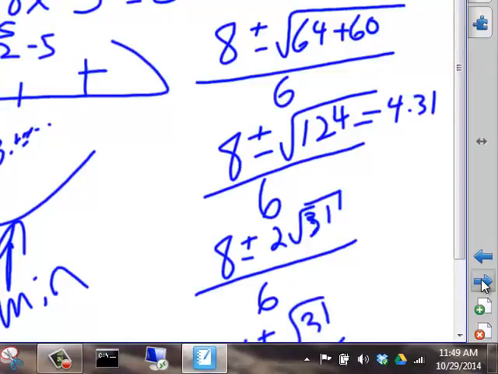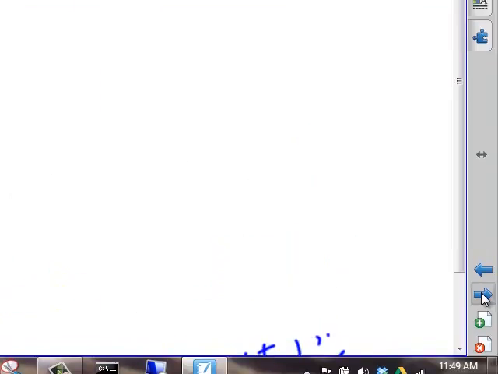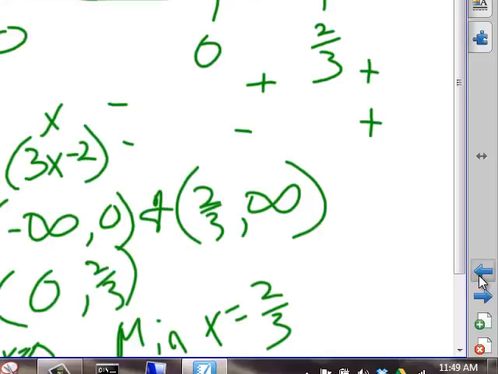Let's try another one. I know you don't want to, but let's do it anyway. Find out where the function's increasing and decreasing. Tell me how you're going to do that, okay? How do I find out where the function's increasing and decreasing? Critical points. How do we find critical points? F prime equals 0. Go. See what you can come up with.